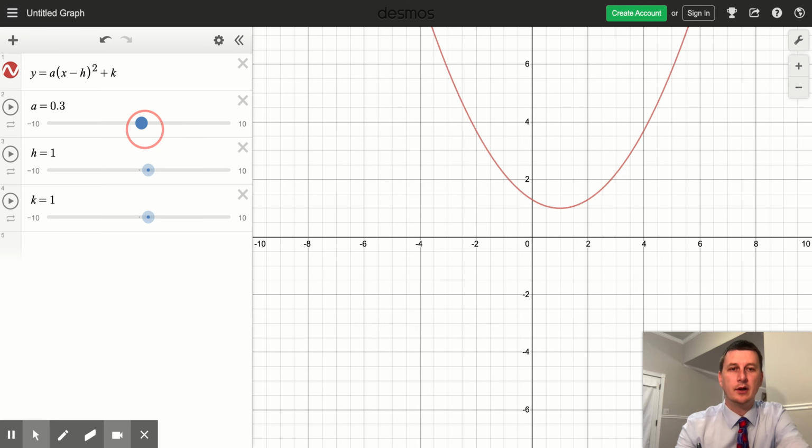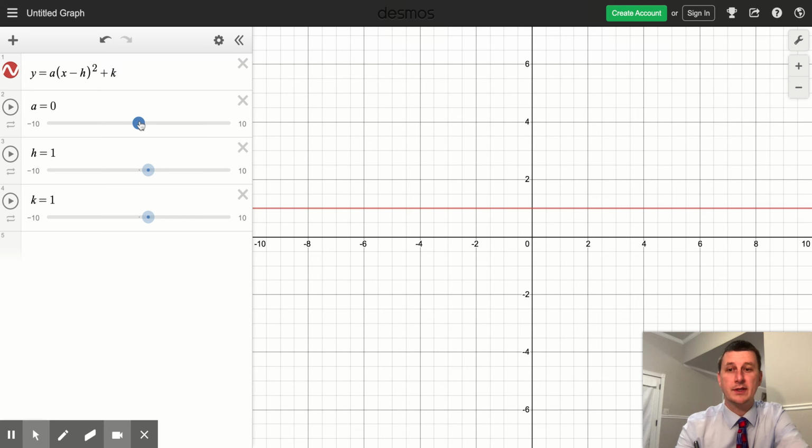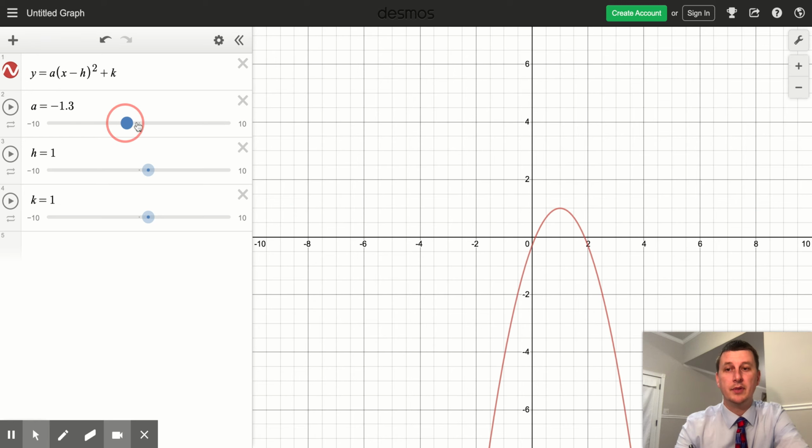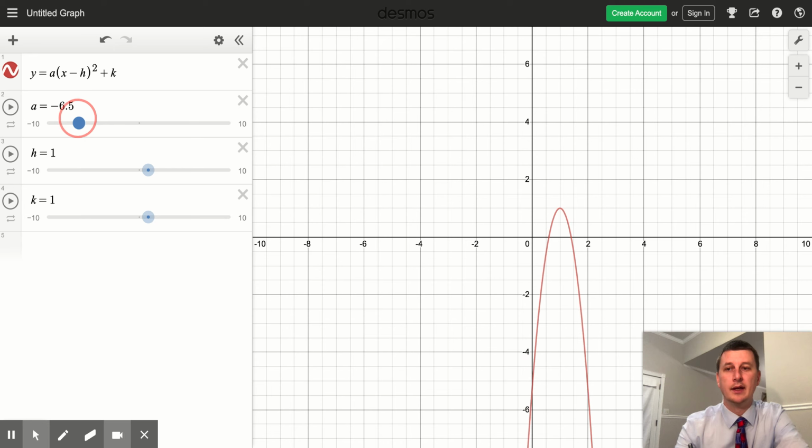So we know this all from chapter 6. Oh, now my a value is 0, which makes it a straight line, because remember that we can't have an a value of 0 when we have a quadratic equation. B and C can be 0, but not a. Now, if it's negative, it flips it upside down. So all of your possibilities of your a values do have an effect on it.